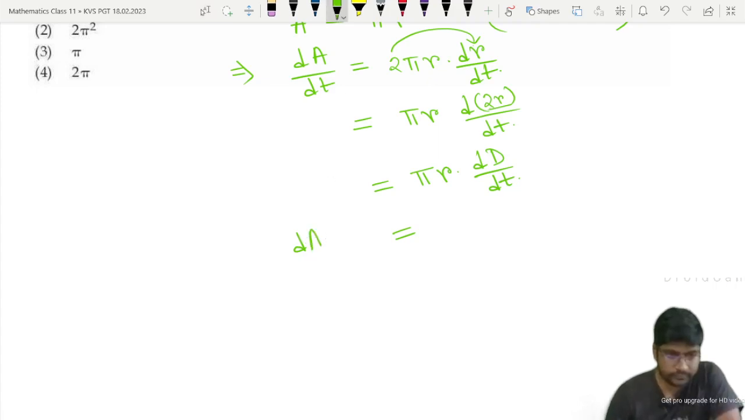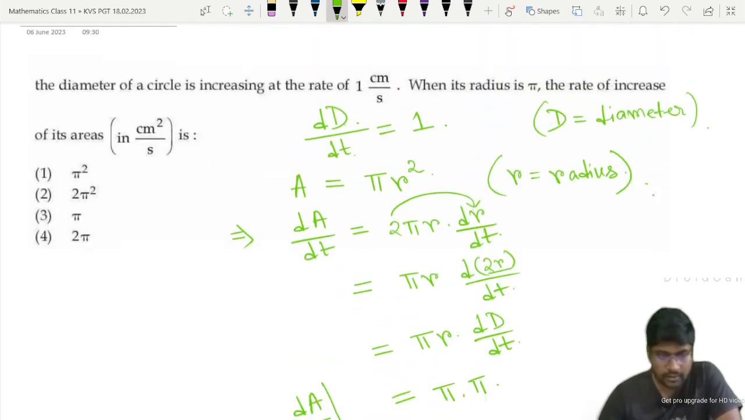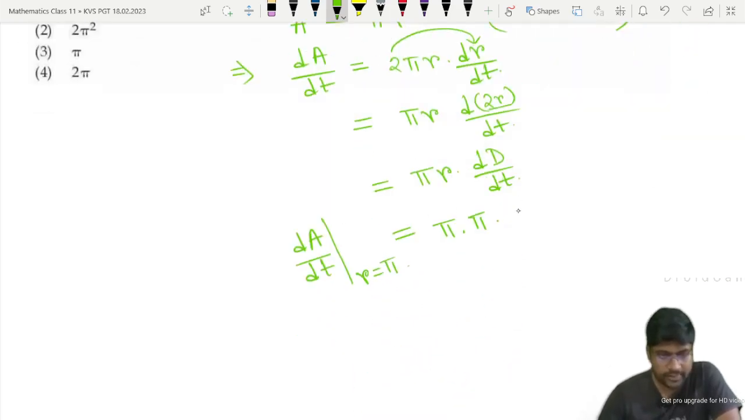So we have to find dA/dt at r is equal to pi. Just put r is equal to pi: pi into pi into dθ/dt, which we already have, that is equal to 1. Okay, dθ/dt is equal to 1, so put the value 1.